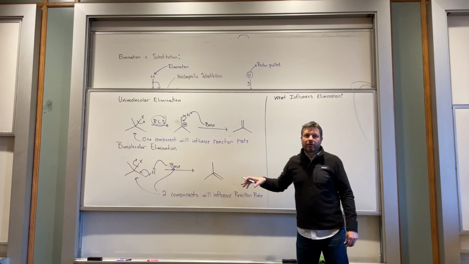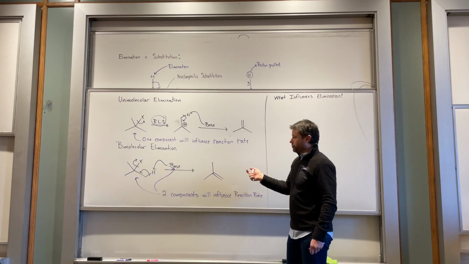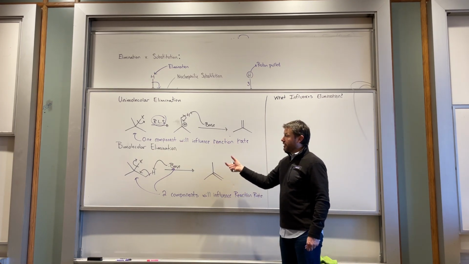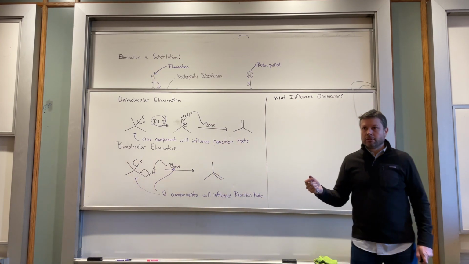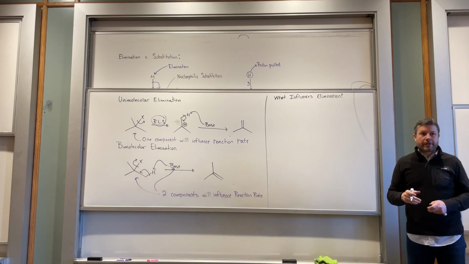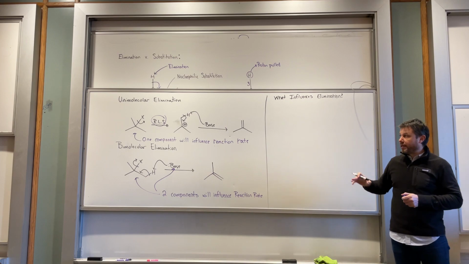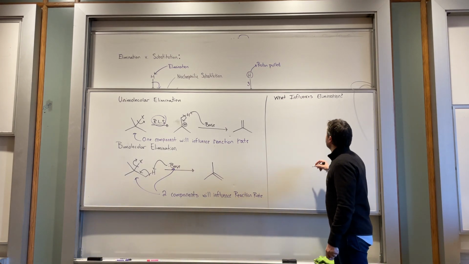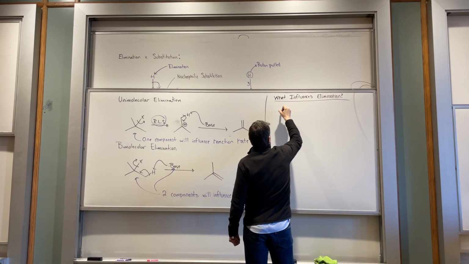The difference comes in bimolecular elimination. I don't want to say that the electrophile structure doesn't matter, but bimolecular elimination can happen on primary, secondary, and tertiary electrophiles. So just keep that in mind. We're often not looking at the electrophile to determine which pathway of elimination. So what are the things that influence elimination the most?